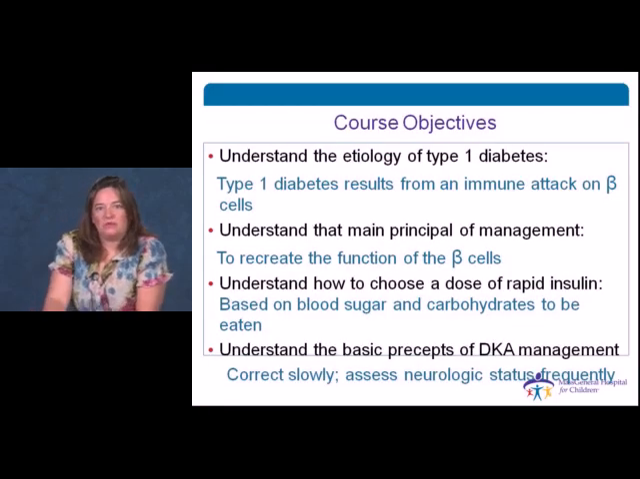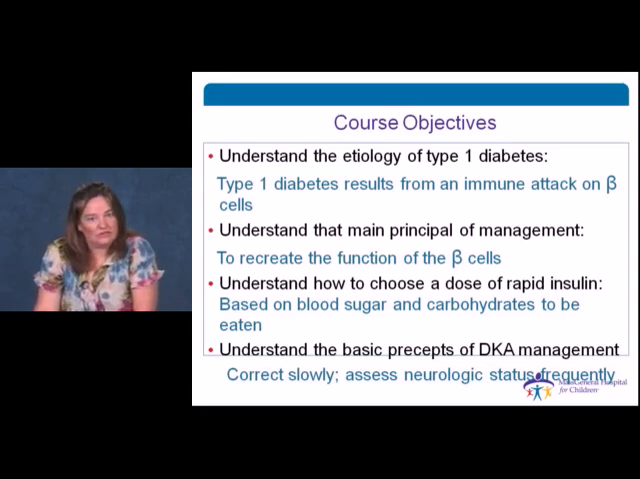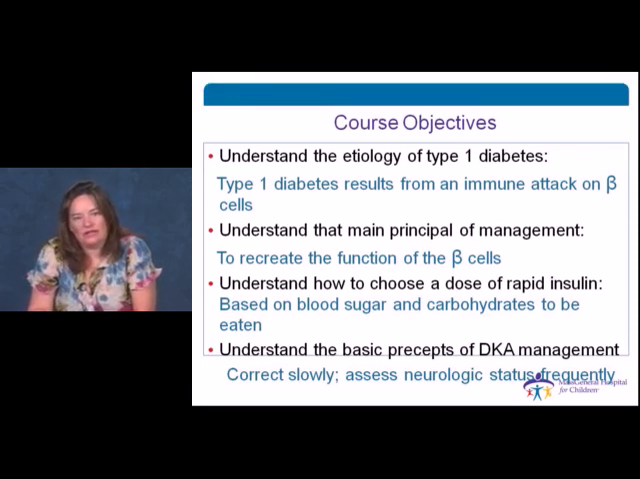Finally, I just want to go back to the course objectives and give the answers. We wanted to understand the etiology of type 1 diabetes, and type 1 diabetes results from an immune attack on the beta cells. Understand the main principle of management, which is to recreate the function of the beta cells. Understand how to choose a dose of insulin: the rapid insulin is going to be based on the blood sugar and the carbohydrates to be eaten, and not the sliding scale. And understand the basic precepts of DKA management: correcting slowly, and frequently assessing neurologic status.